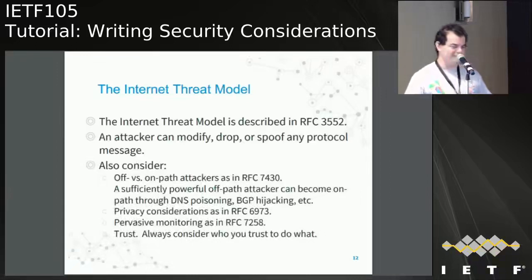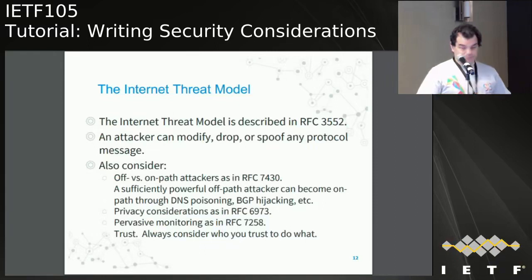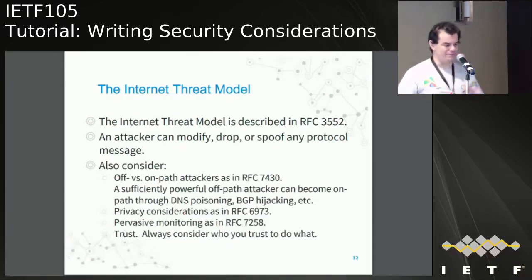Okay, so the internet threat model, as described in RFC 3552, is about connections going all over the internet, and it assumes that the attacker may be in any place on the path. So the attacker can modify any packet, drop any packet, spoof any packet. Never assume that the path is secure. If you want security, you have to do it between the two points.